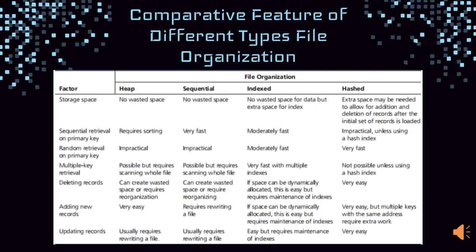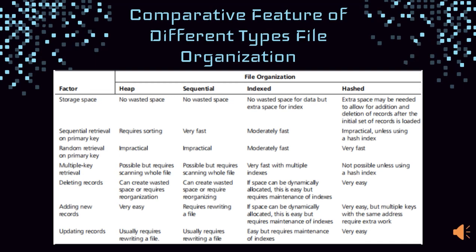For heap, it requires sorting. For sequential, very fast. For index, moderately fast. For hash, impractical unless using a hash index. The third factor is random retrieval on primary key. For heap, impractical. For sequential, impractical. For index, moderately fast. For hash, very fast. The fourth factor is multiple key retrieval. For heap, possible but requires scanning the whole file. Sequential, possible but requiring scanning the whole file. Index, very fast with multiple indexes. For hash, not possible unless using a hash index.